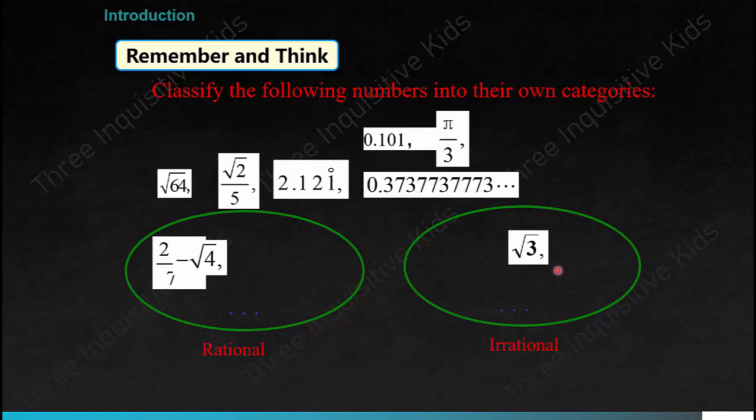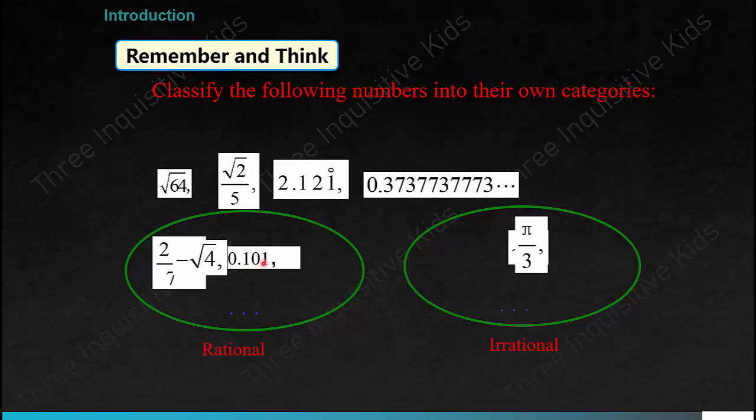-4, it's negative square root of 4. It is rational because this is a perfect square. This is also rational. It is a determinate decimal. Any number including pi is irrational. This is rational because this is a perfect square. The answer is 8.